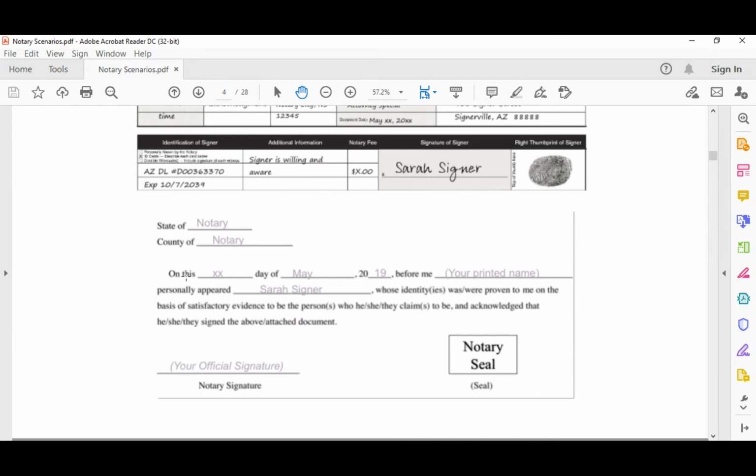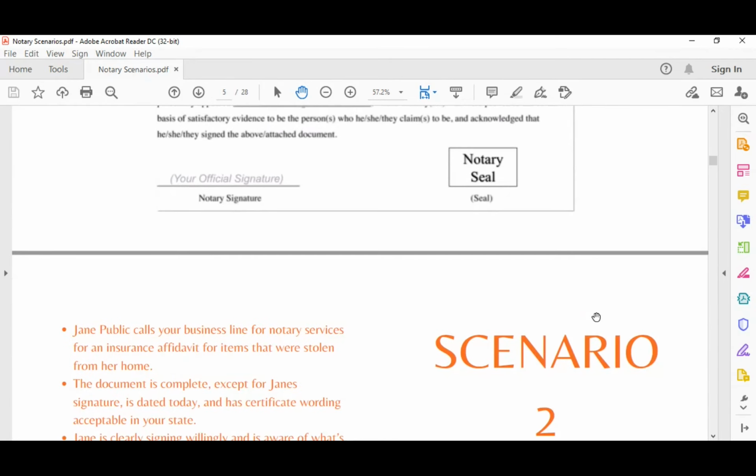Okay. You're going to put the number of the day, the month, and the year will be 2021. Before me is going to be your printed name, the notary. Personally appeared, the signer. So you put the signer's name there. You want to always make sure that you indicate which verb is appropriate for the person, whether it's one person, two persons, three persons, okay? And then you're going to sign and apply your seal, okay? So that's scenario one. Let's go to scenario two.